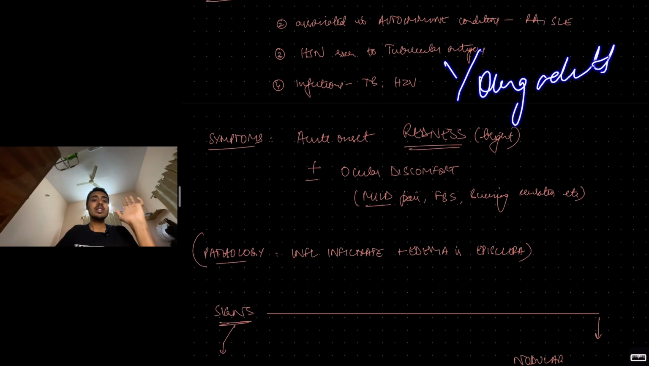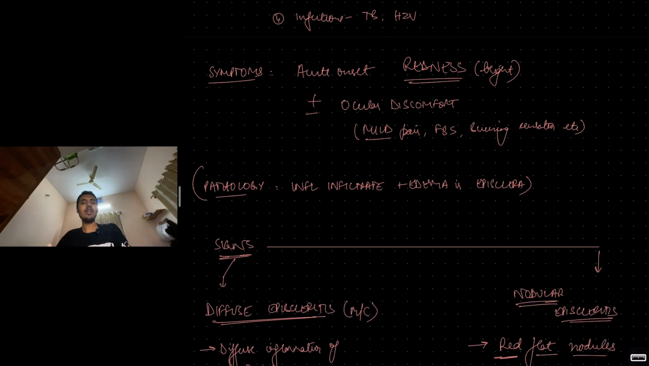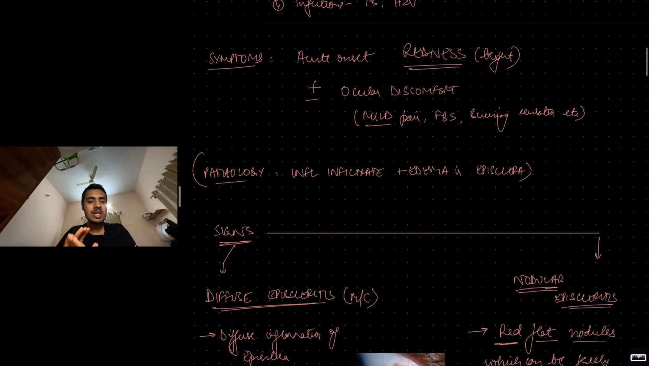Then symptoms: acute onset of redness. See here, one thing you have to remember is in episcleritis, it is bright redness. There is no bluish, there is no violet, nothing. It is just bright redness, acute onset, with or without ocular discomfort. You can also have it asymptomatic. Apart from the redness, you can have no other symptoms, or you can have ocular discomfort like mild pain, foreign body sensation, burning sensation that can be present.